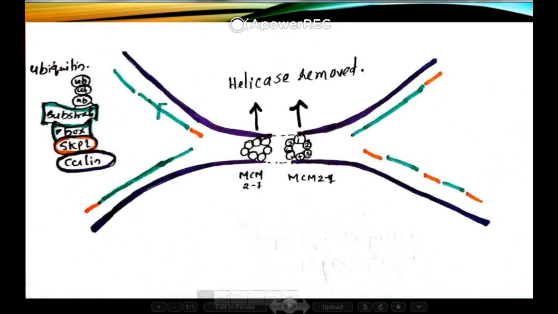You can see the cullin, SKP1 complex, F-box protein and ubiquitin here. This is the ubiquitin-bound state. The helicase is removed from here, and the DNA replication is terminated. That's all about DNA replication termination in eukaryotes.